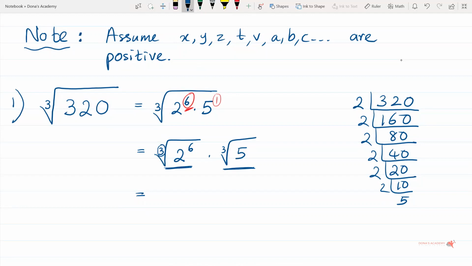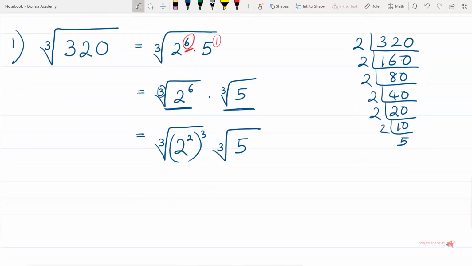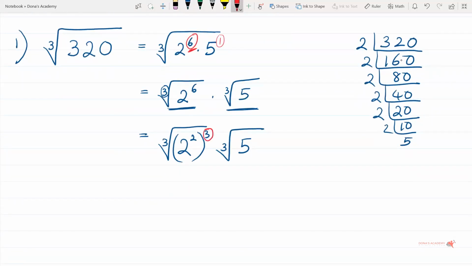So I can rewrite this as 2 to the 2, to the 3, as a power of power, right? All right, now I see 3 here and 3 here. That means this thing is same as 2 to the power 2, or 4. And here I have this piece. Is that simplified now? Yes, the only radical piece we see is this thing.